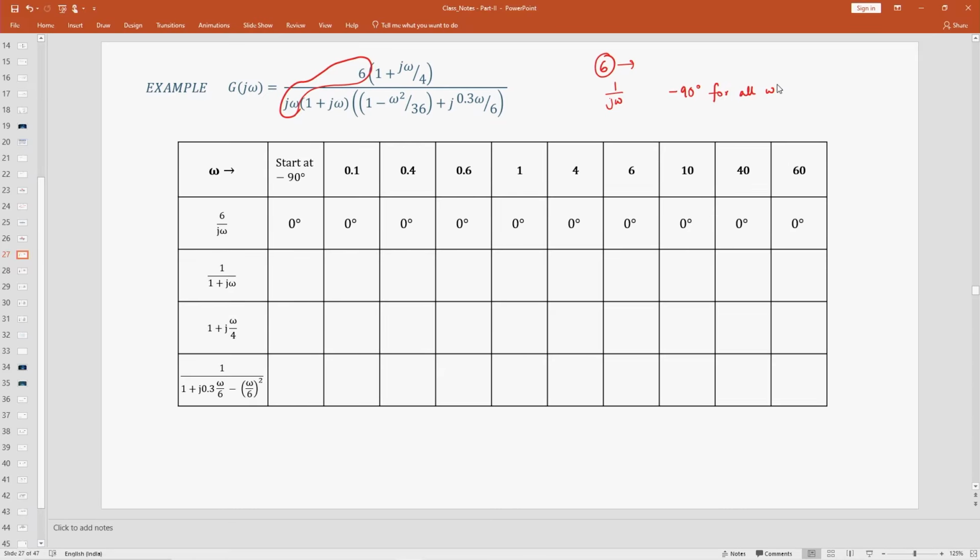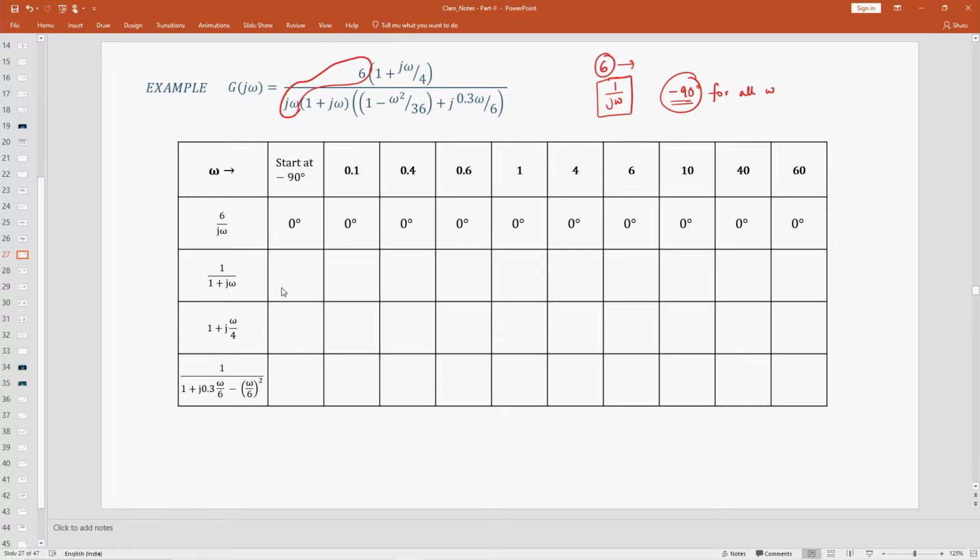So, that means 6 by j omega, although as far as slope is concerned it is always 0 degree per decade, however, the starting point is getting decided by 1 by j omega. The starting point will be minus 90 degree, because of 1 by j omega minus 90 will always be there. So, the starting point is minus 90 degree. Okay. Now, comes again 1 by 1 plus j omega.